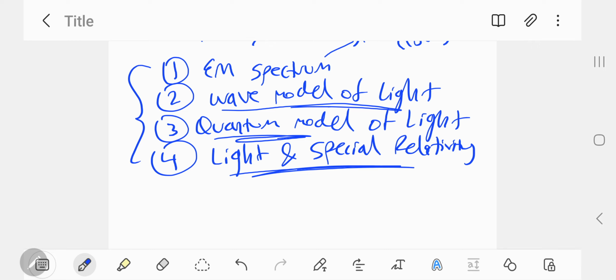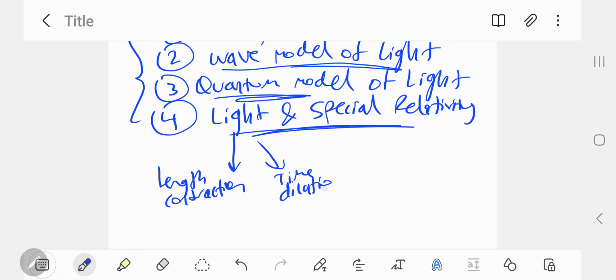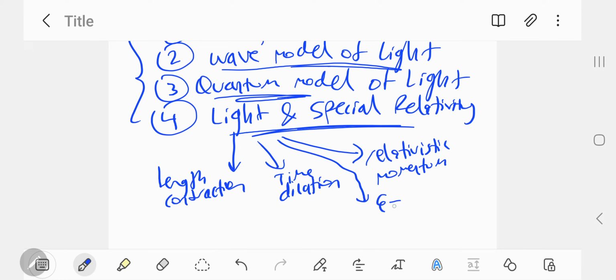Einstein's theory of special relativity, which he proposed in 1905. And we'll look at the consequences of what happens as you move close to the speed of light. So we'll look at things like length contraction, time dilation, relativistic momentum, and of course E equals mc squared.